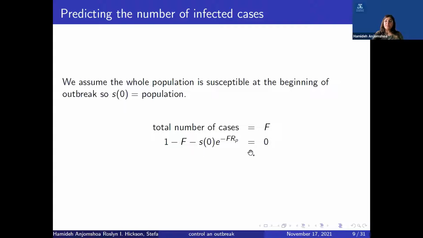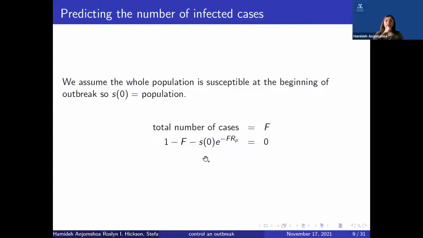And this is a transcendental equation that we have, which is 1 minus F over S0, where S0 is the population in the beginning, and e to the power of minus F times Rp, which is the reproduction number, equals 0. Mathematically, can you imagine optimizing a transcendental equation with lots of constraints as well? That's not easy.